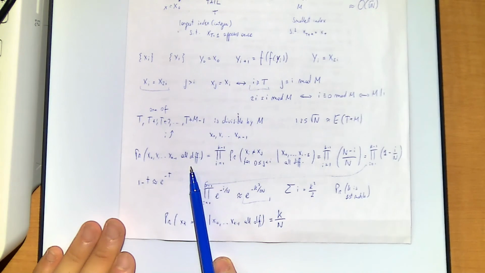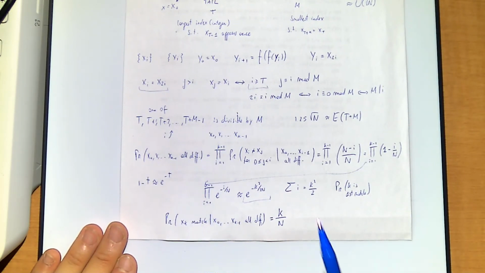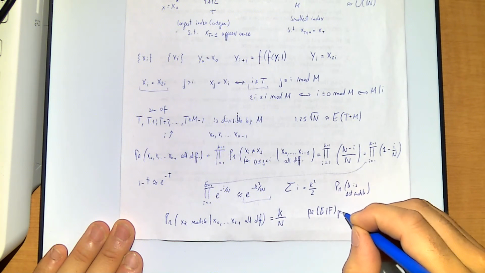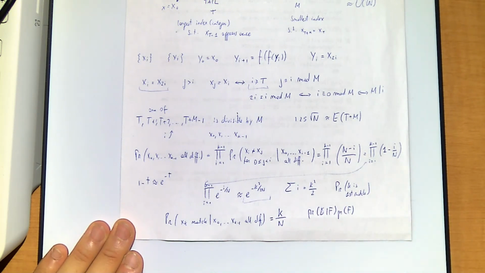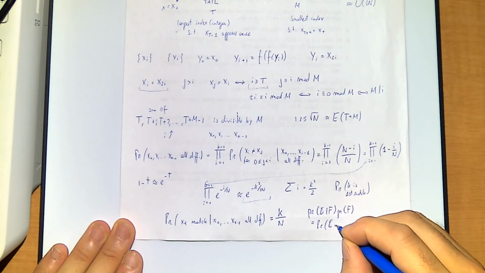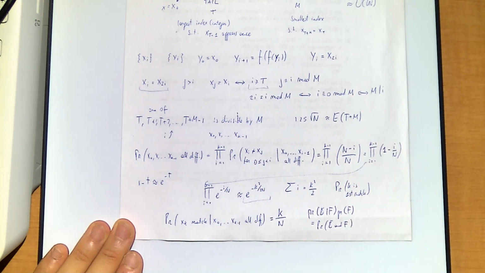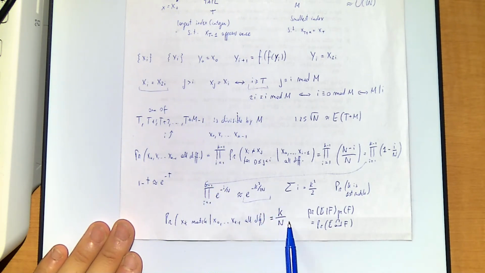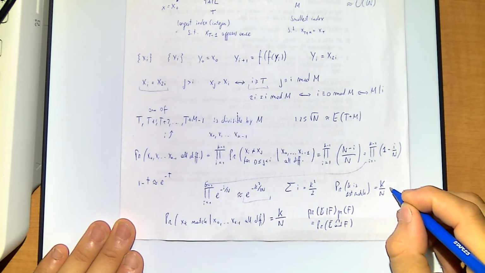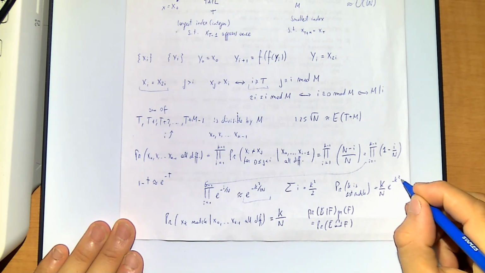We've learned the conditional probability, right? This is like the probability of E given F times the probability of F, because that is the same as the probability of E and F, or intersection, if you want. That's what we learned last time. So this is a simple calculation. It's going to be this one times this one, which is approximately k over n times e to the minus k squared over 2n.